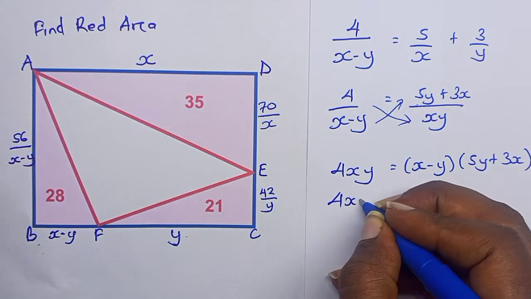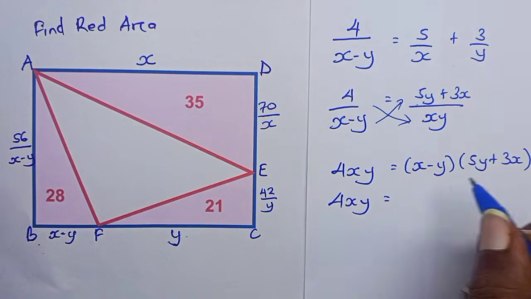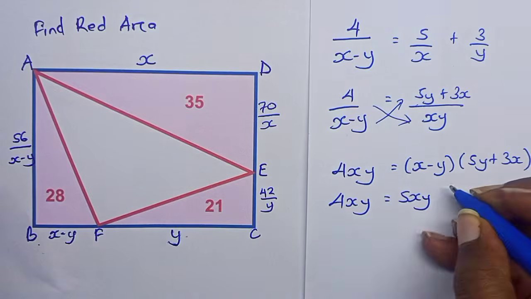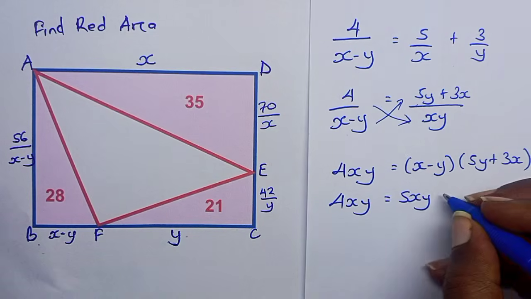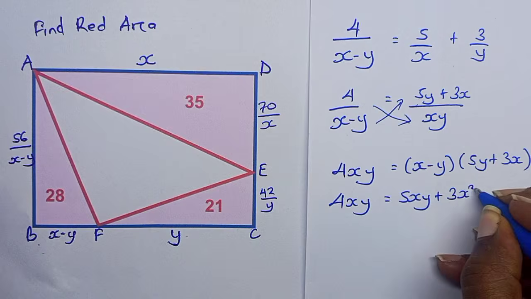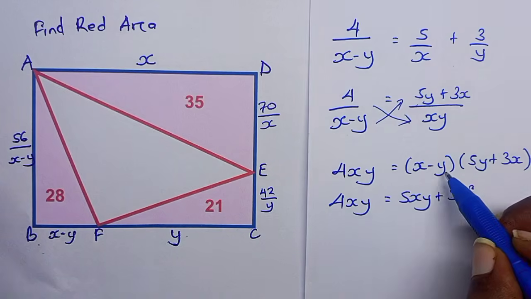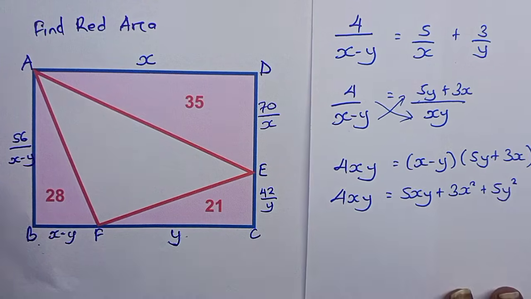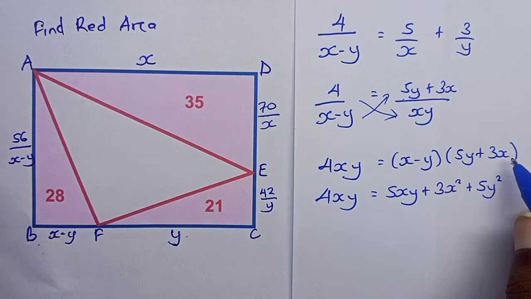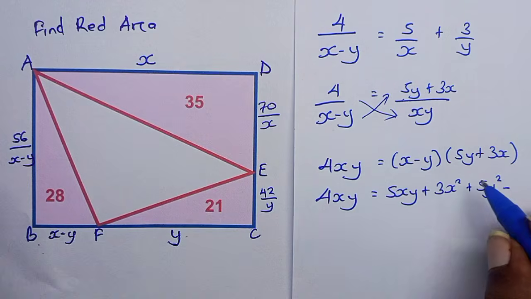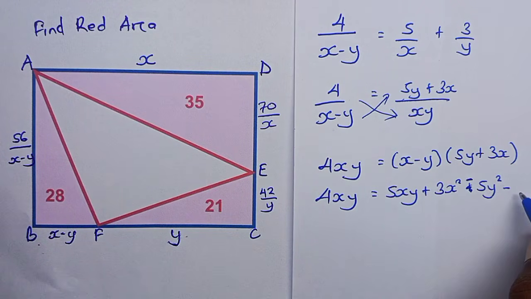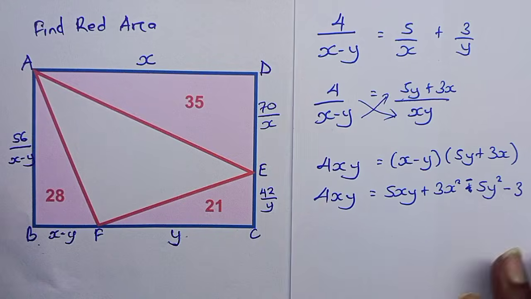So we shall have 4xy being equal to, this times this gives us 5xy. This times this gives us 3x squared. Then this times this gives us 5y squared. Then this times this gives us, this is minus as well, minus 5y squared minus 3xy.